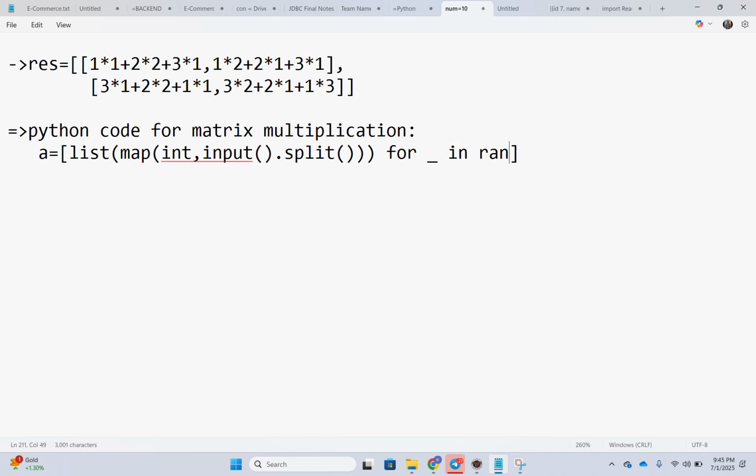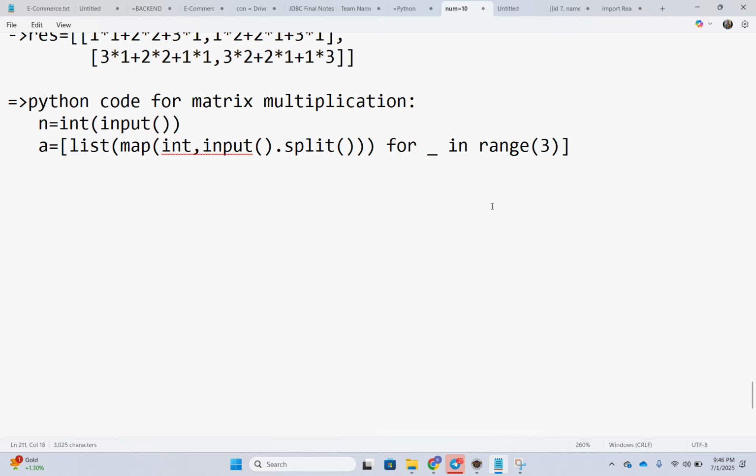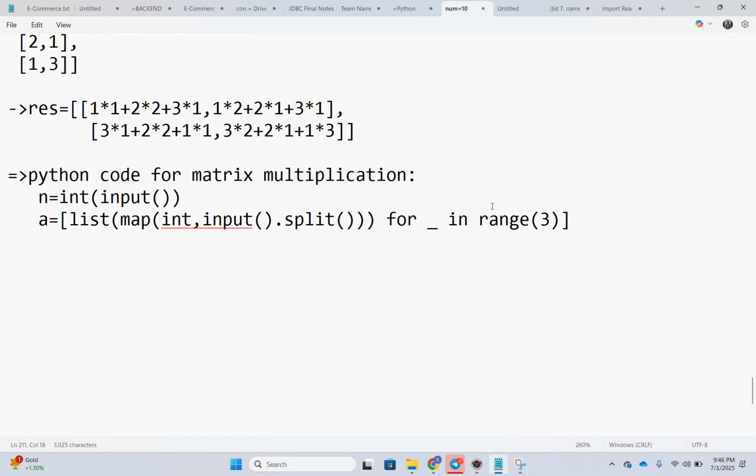For underscore in range of, I'm considering a 3 by 3 matrix. If you are familiar with the previous video, then you'll get a good clarity. Then I'll write here how many rows I'm going to read. I'm taking it as 3 rows. I'm considering both the matrices the same. But initially I discussed what the conditions were. If you can write these conditions in programming, you'll get a good clarity.